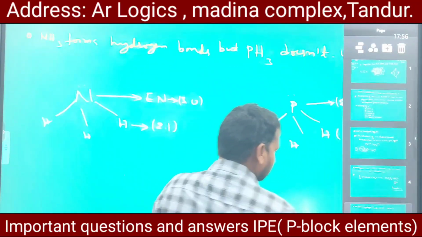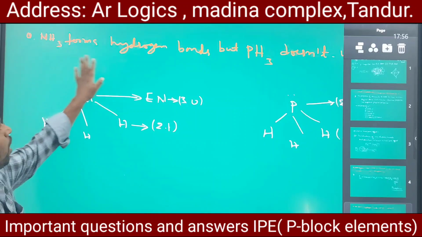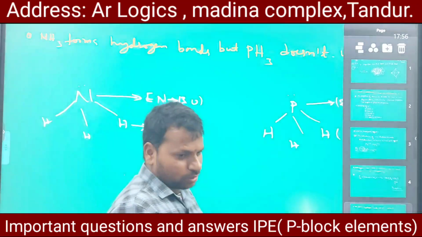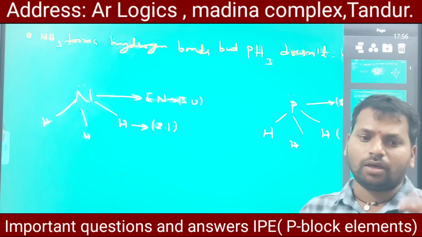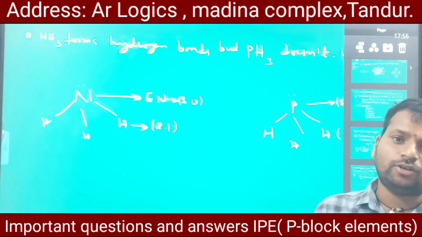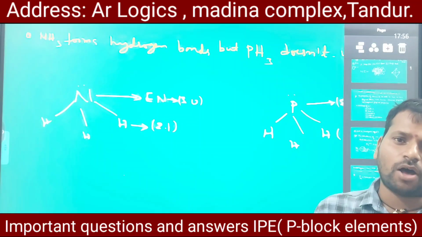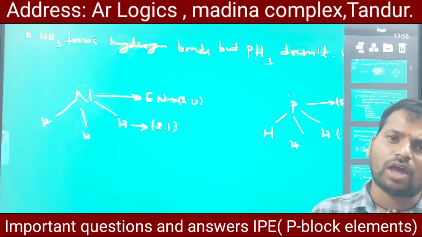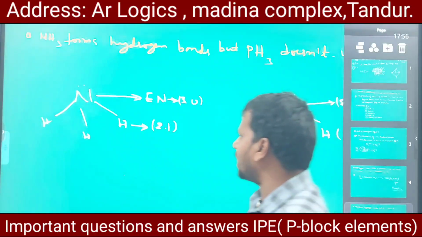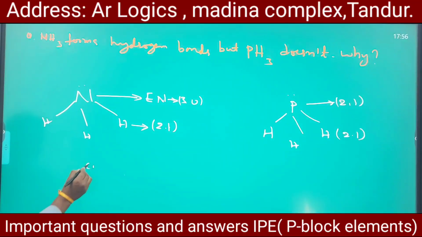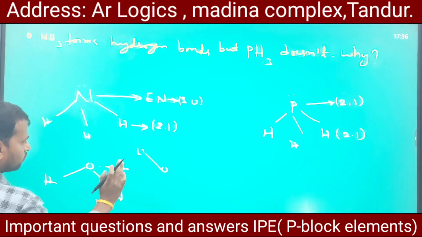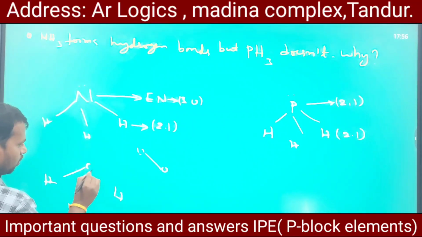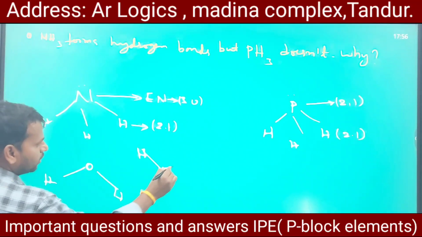Fifth one: NH3 forms hydrogen bonds but PH3 does not. To understand similar questions regarding hydrogen bonding, we have to know what hydrogen bonding is. Hydrogen bonding is the weak intermolecular force present between a highly electronegative atom and hydrogen. For example, if I write oxygen with OH and OH here, this is the oxygen and this is the hydrogen.